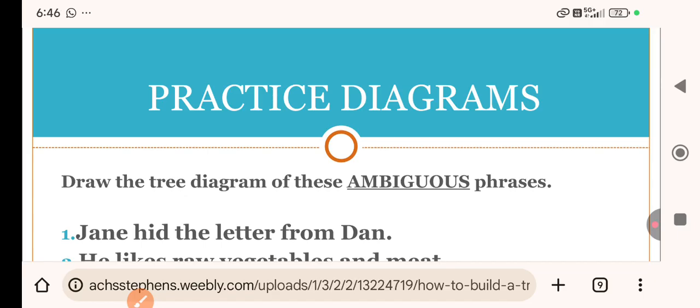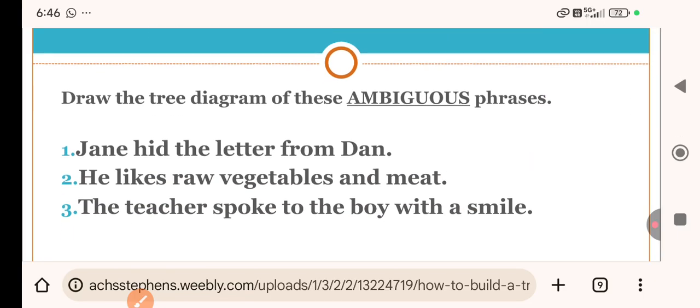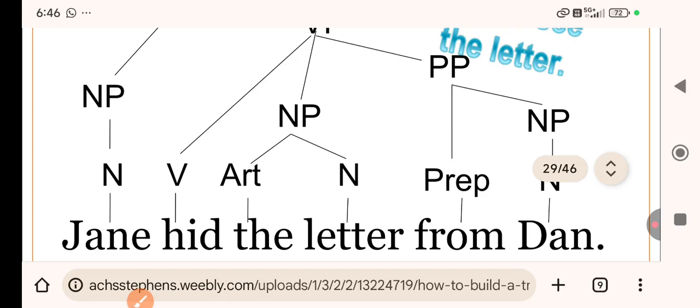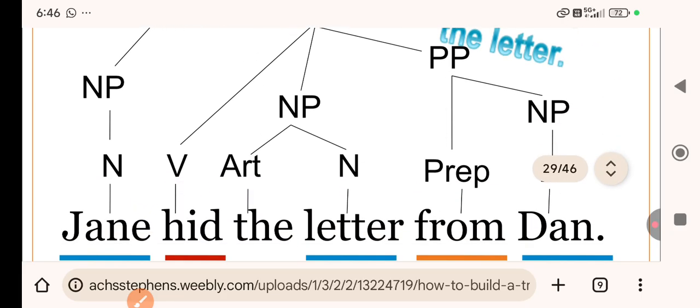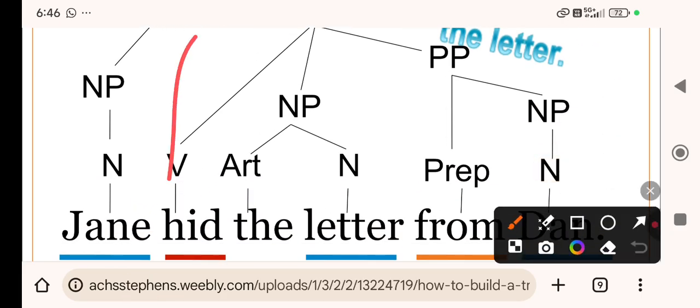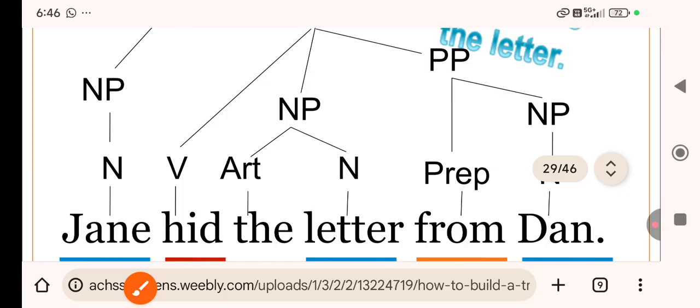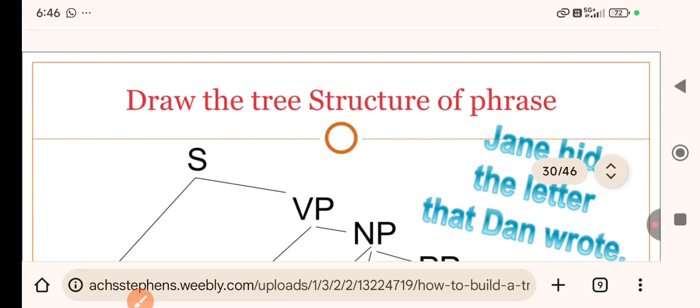Practice diagram. Jane hid the letter from Dan, right? So here the sentence is Jane, okay? Then hid the letter. So that's hid, a verb phrase, the letter. That's a verb phrase and then noun phrase. And then the letter, from, and then. Okay.